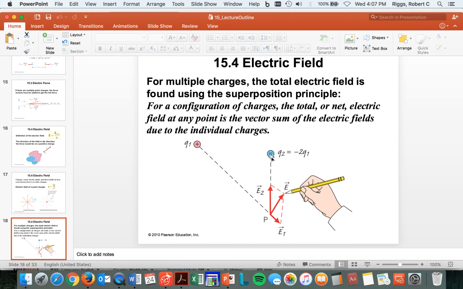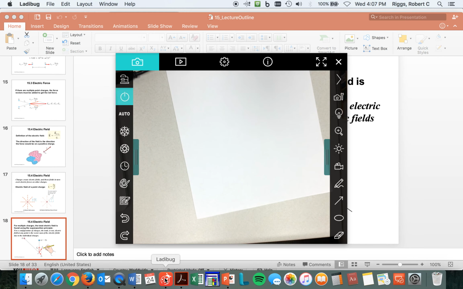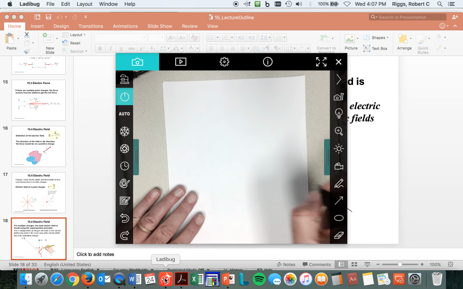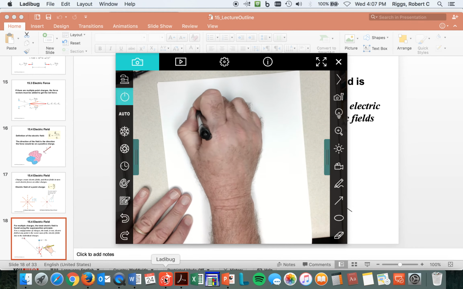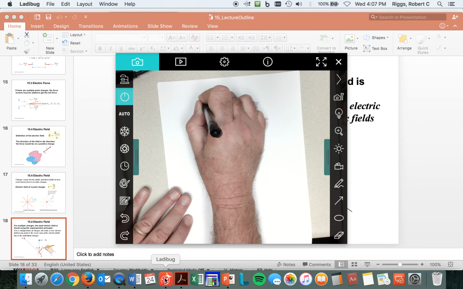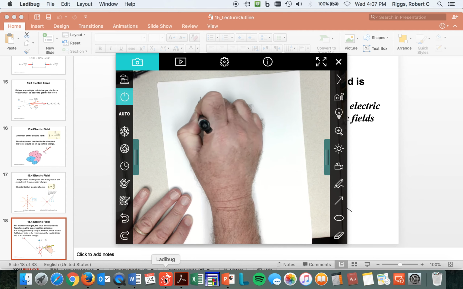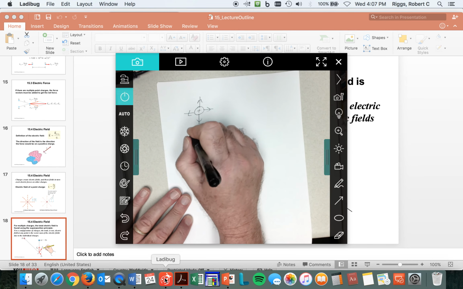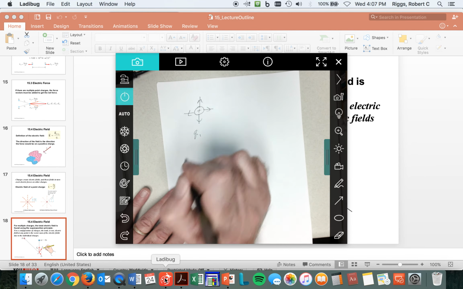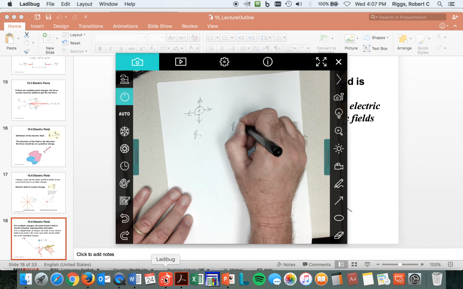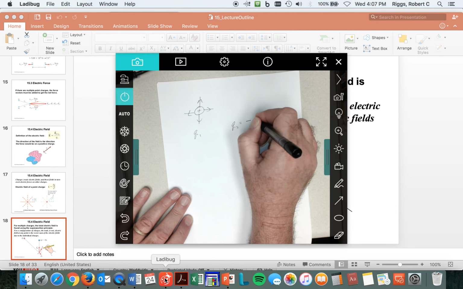Notice I forgot to tell you something. Look at this. So let's say we've got this. Positive Q is equal to this. This is Q1. Let's say Q2 is equal to negative 2Q1.